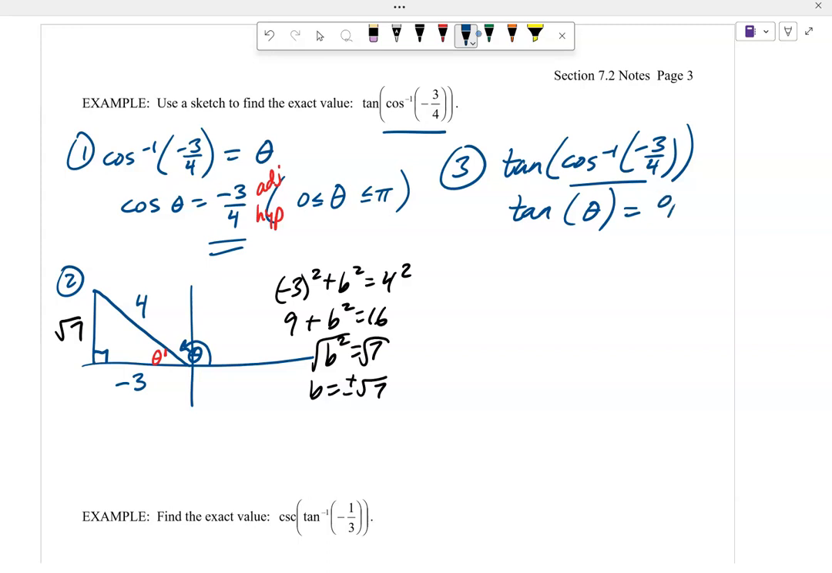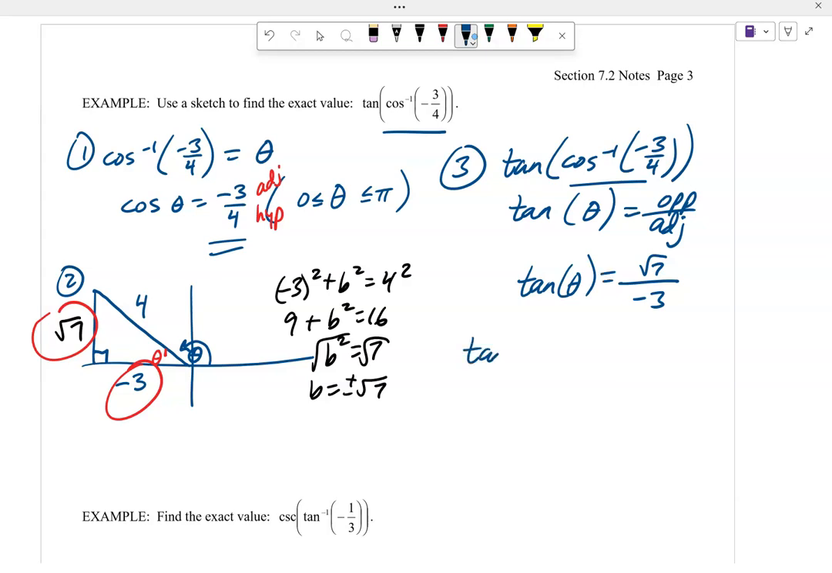Well, tangent's opposite over adjacent. So I look over at theta prime and the opposite side's root 7. The adjacent side's -3. So root 7 over -3. That'd be the tangent of theta. Go ahead and take the negative up top. And we know theta is that arc cosine, so the tangent of the arc cosine of -3/4 is -root 7 over 3.